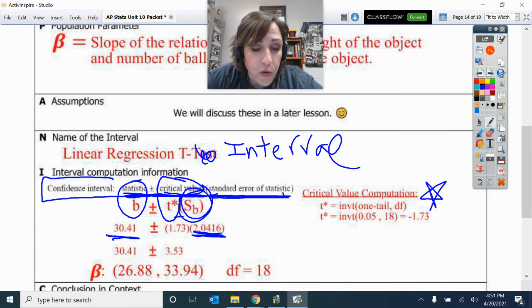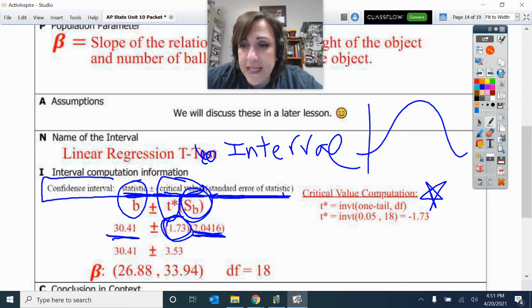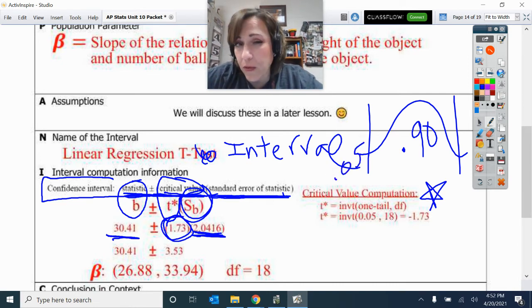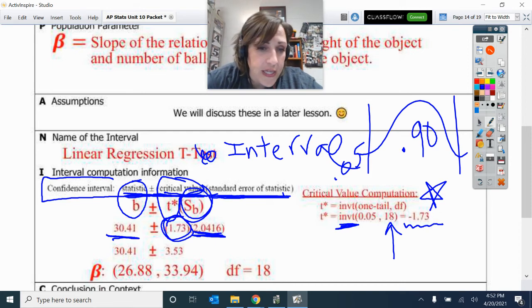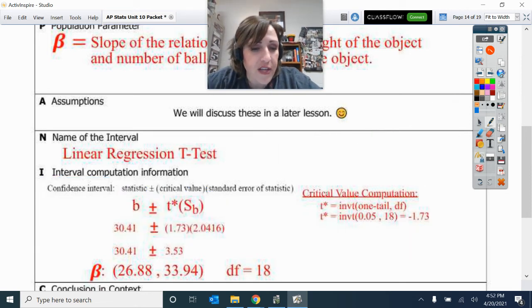Now let's talk about this critical value, 1.73. Remember, critical value in this case is for 90% confident. If I'm 90% confident, the 90% confidence level is what's in the middle. You're going to do inverse T of one tail, not inverse norm, with however many degrees of freedom. Since there were 20 pieces of data, there were 18 degrees of freedom. So inverse T of one tail with 18 degrees of freedom is negative 1.73, and I just put the positive because the plus and minus is taking care of the negative. So there we have it.